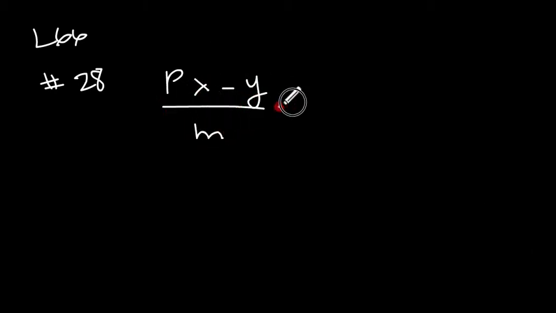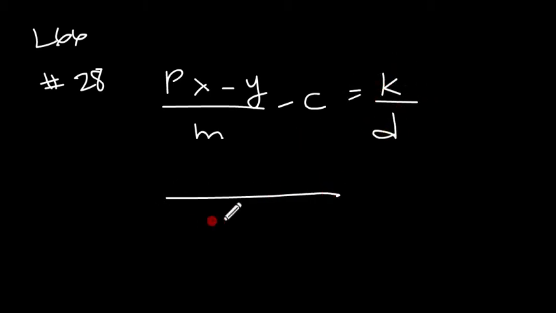So this is free the y. py, px minus y over m minus c equals k over d. So common d is m. So we have px minus y. What am I doing? The common denominator is md.